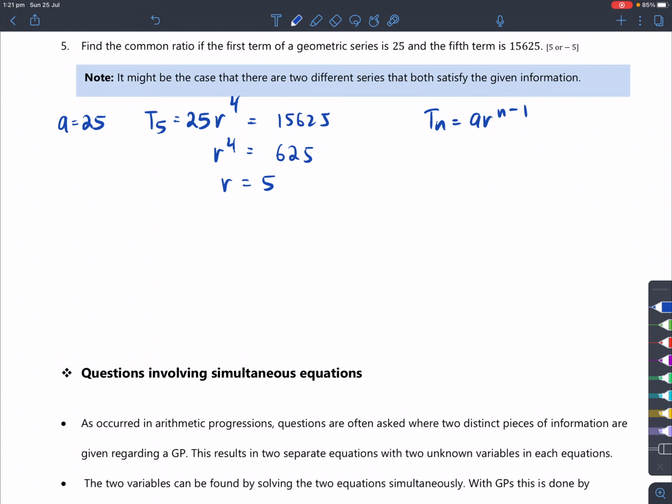Okay, that's the ratio. However, because, again, the ratios are allowed to be positive and negative, you can get the negative version since we're doing the even root of some number. Okay, so the fourth root of a number. So make sure you write that plus minus 5. Next.